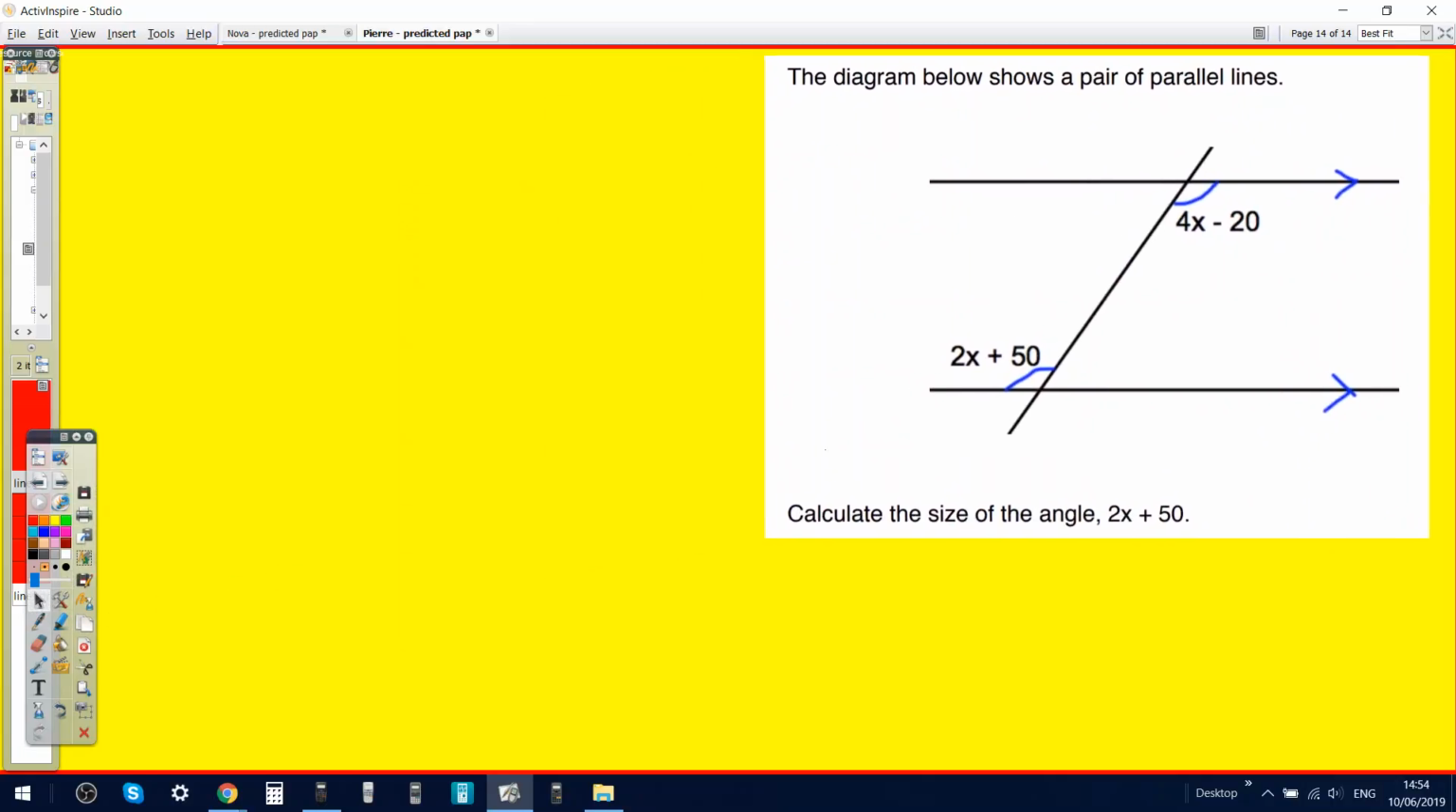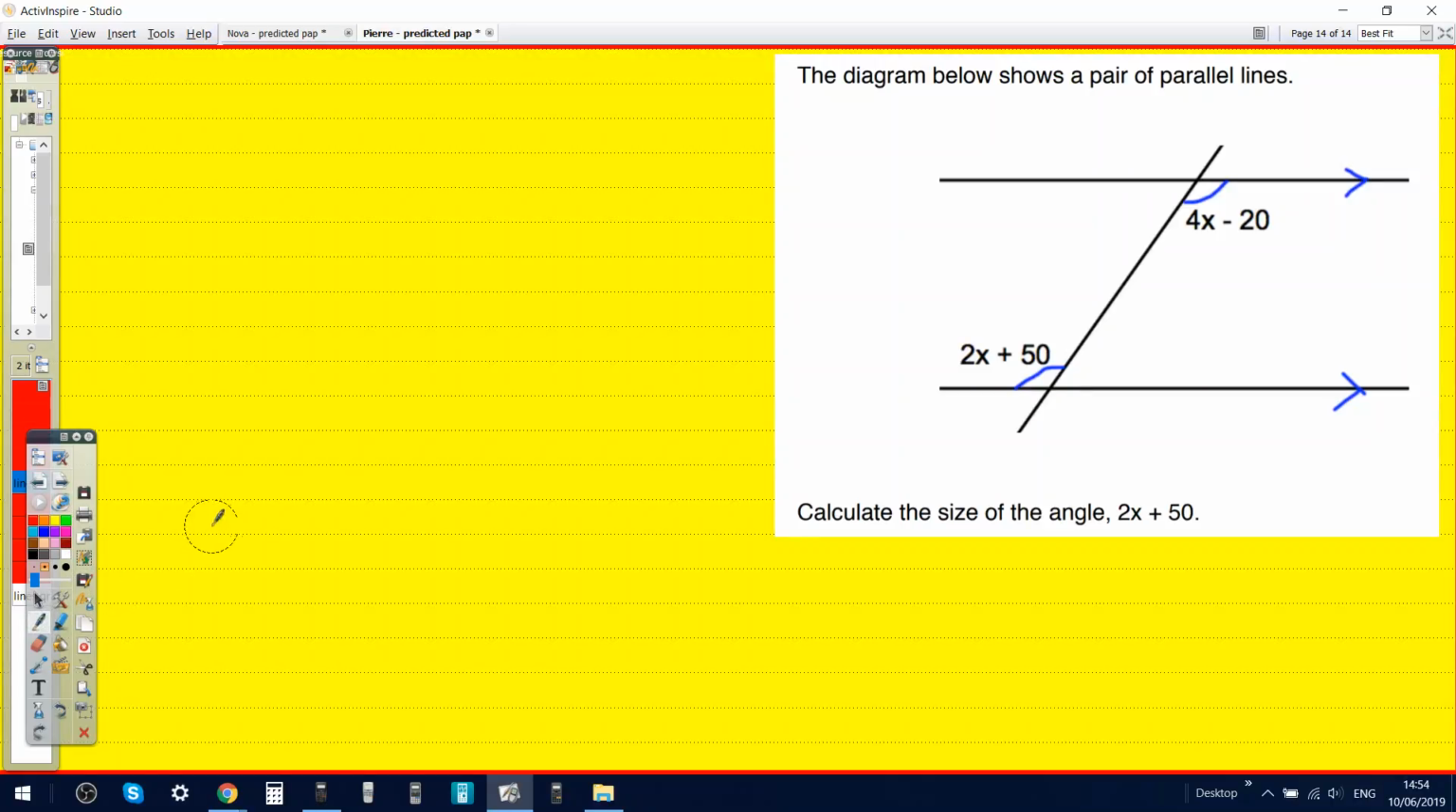And this one's real tricky. Okay, parallel lines. Calculate the size of the angle. So it's going to be 4x minus 20. Calculate the size of the angle 50. So it's a corresponding, no, alternate angles.